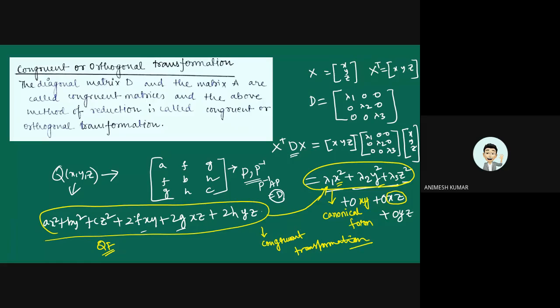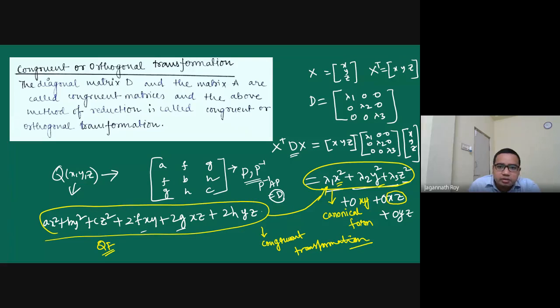Sir, is there any relation between these two quadratics? Relation. This is the relation. It was the actual quadratic form, and we are reducing it to its canonical form. Sometimes it is called sum of squares. This canonical form is sometimes called sum of squares. Only square terms are there.